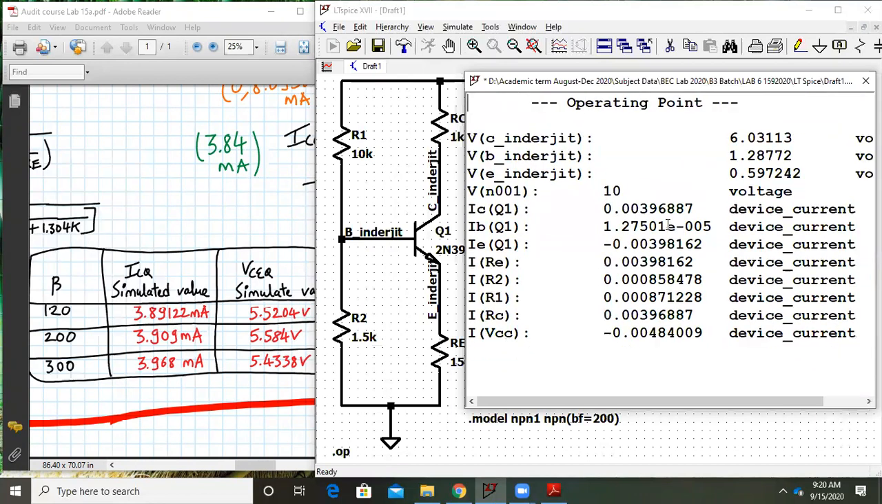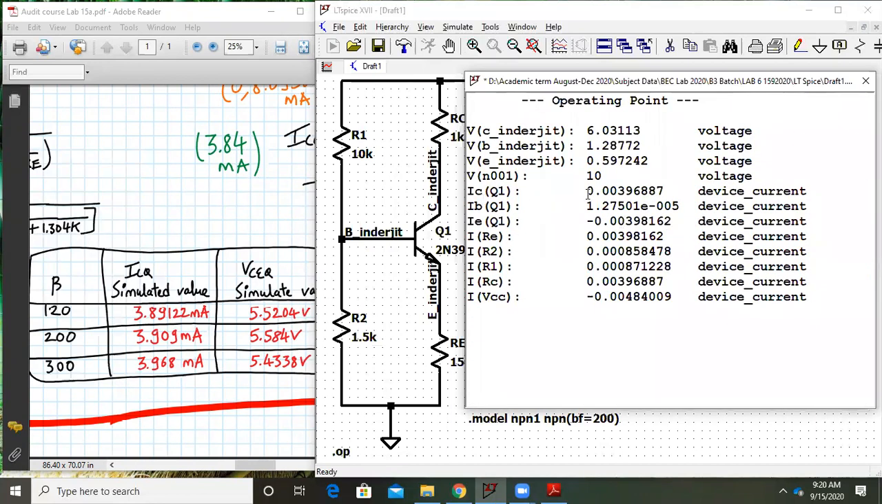ICQ, the device current, is coming out to be 3.968 milliamperes, and VCEQ will be VC minus VE. So that will be 6.03 minus 0.59, which comes out to be 5.433 volts. So you see, it's coming quite near. It's slightly deviating, but it's still near this value. Okay, so that's how we determine the Q point value for beta equal to 300.